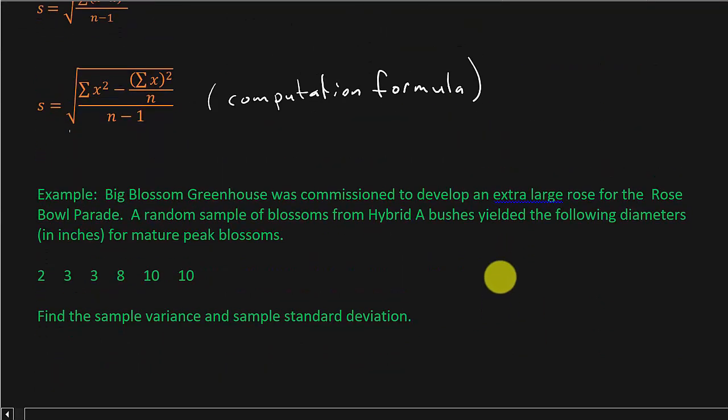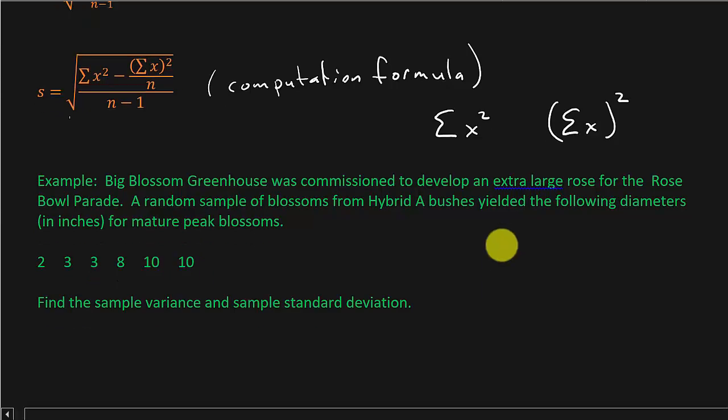So what do we need? We need the sum of the x values, and we need the sum of the x squared values. I want you to understand that this and this are 2 different things. This one right here means to sum those values, just add them up. This right here means to square each one of those and then add them up.